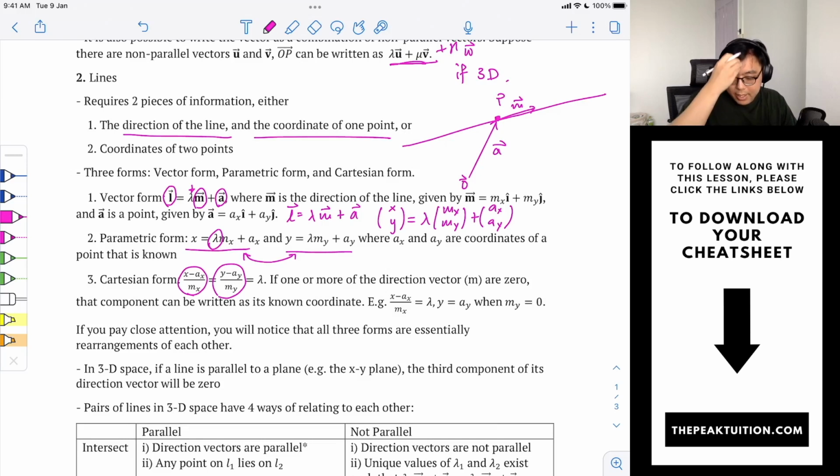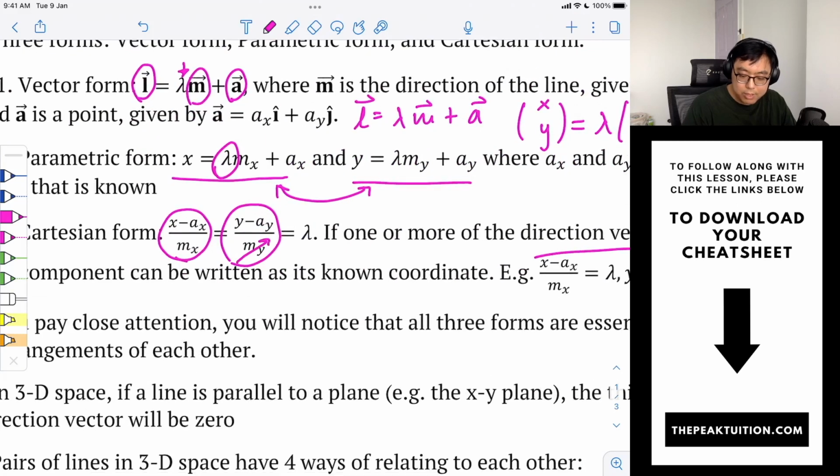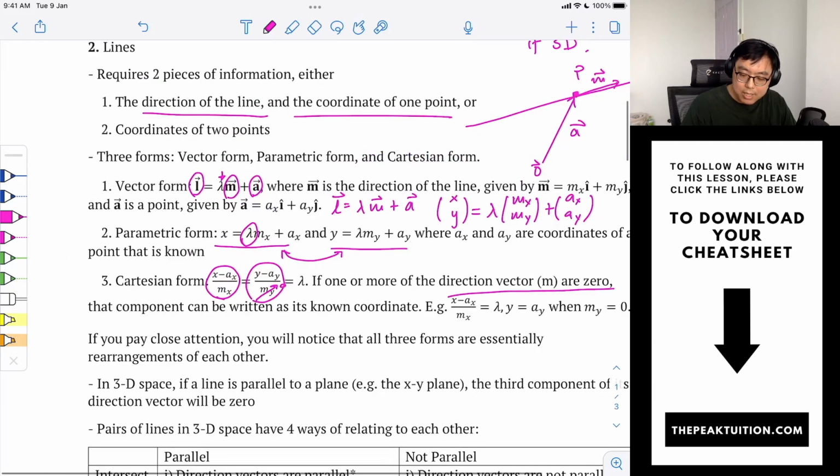If one or more of the direction vector components is 0, let's say one of these is 0, then it can be written as its known coordinate.